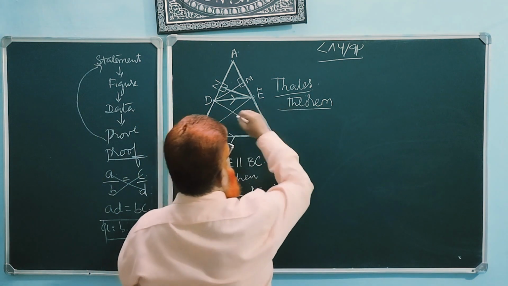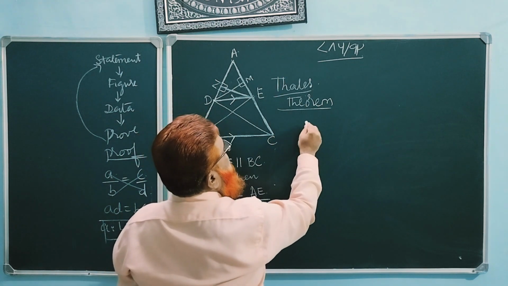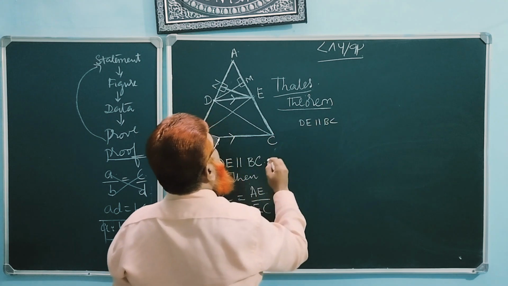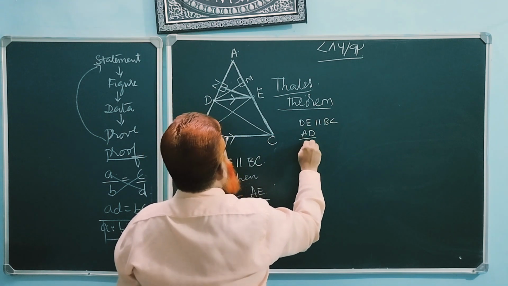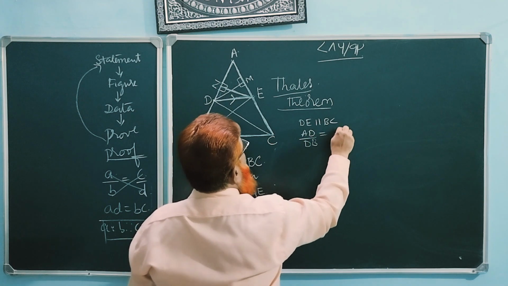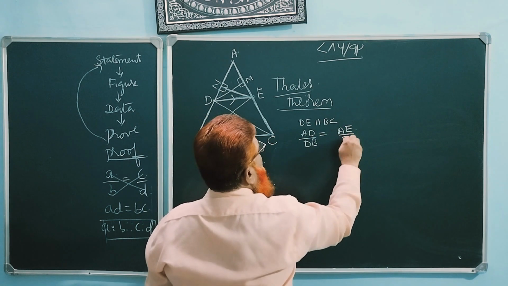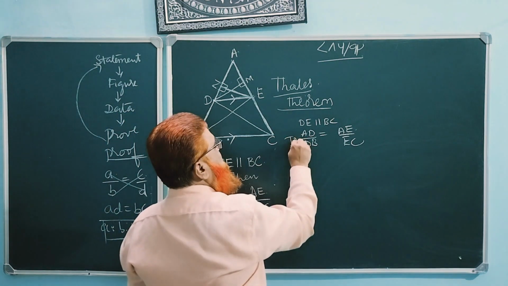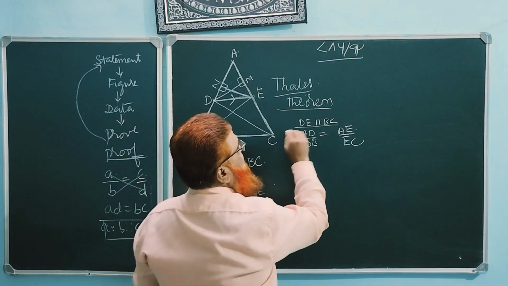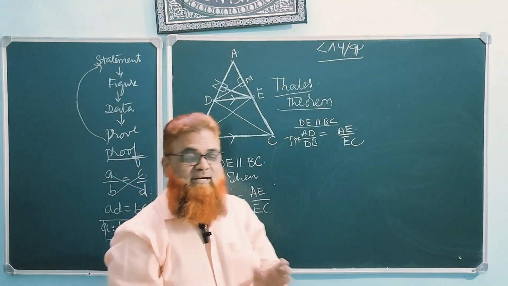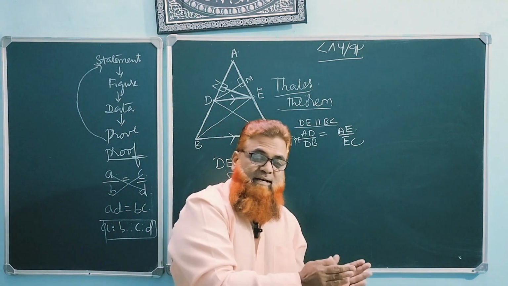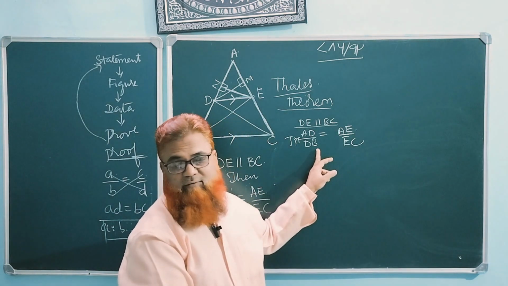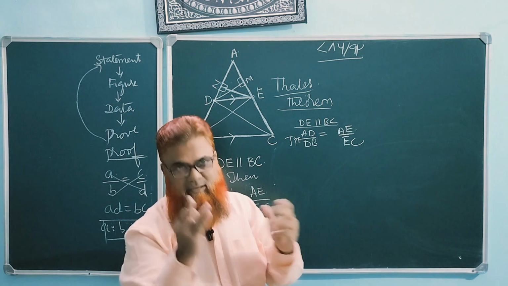See the children, see that one. First, what is given? DE parallel to BC, right? And AD by DB is the same as AE by EC, right? What is to be proved? This is the basic aspect and concept: DE is parallel to BC. If one line is parallel to one side of the triangle, then only this is true. Otherwise, it is not true for any non-parallel lines.